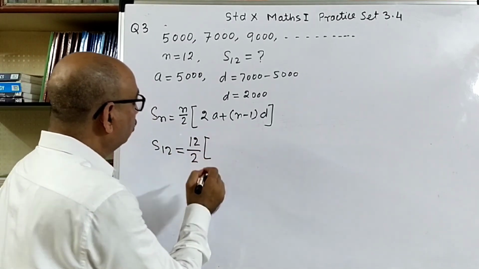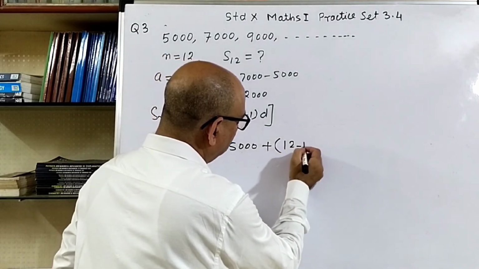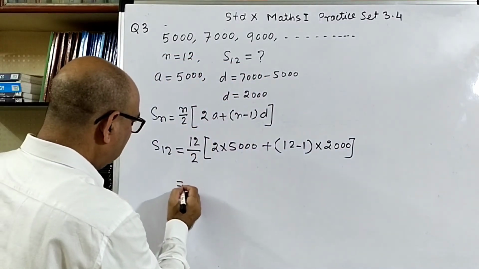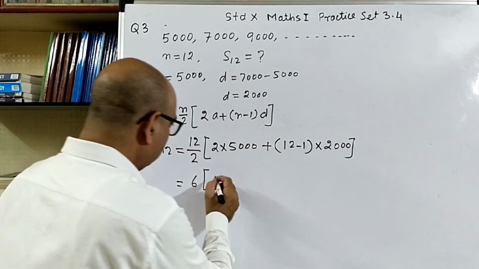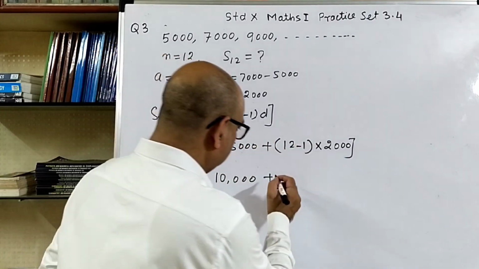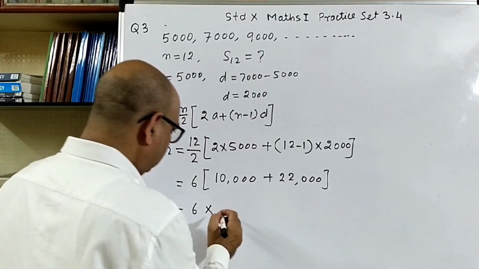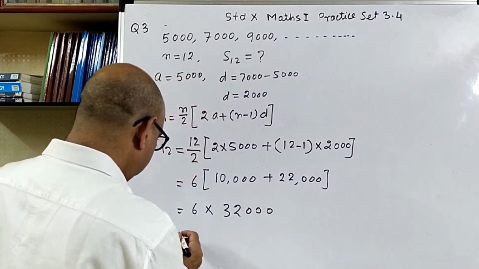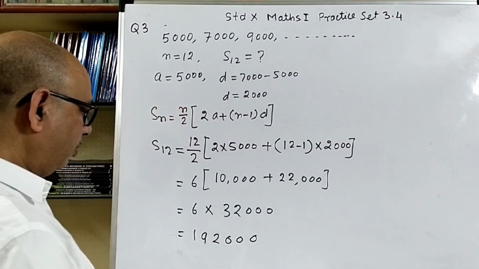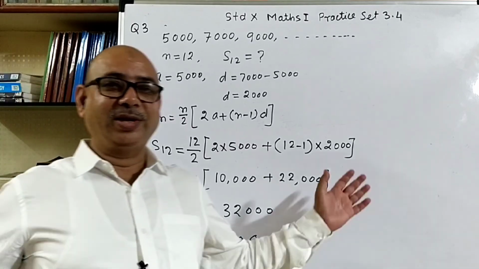N is equal to 12, so 12 by 2 into 2a, a is 5,000, that is 2 into 5,000 plus n minus 1, that means 12 minus 1, into d, d is 2,000. 12 by 2 is 6. 2 into 5,000 is 10,000 plus 12 minus 1 is 11, 11 into 2,000 is equal to 22,000. 6 multiplied by this 32,000 is 1,92,000. And the total amount invested in 12 years is 1,92,000. Big amount.